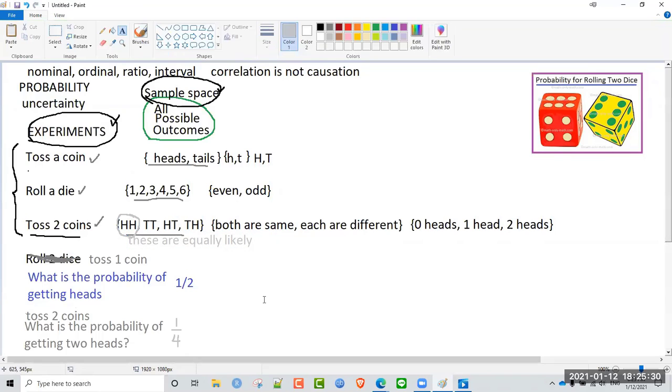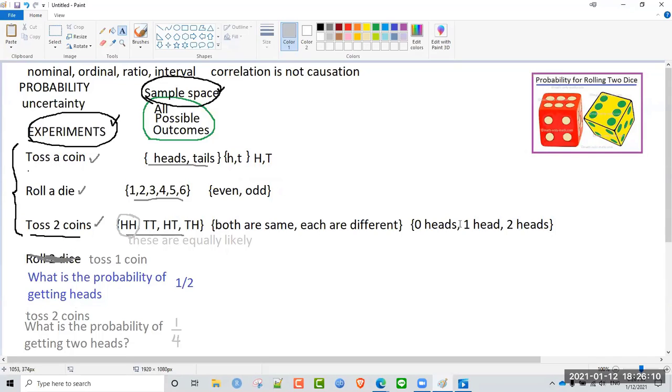Okay, if you accept that, then if each one of these is equally likely, then the probability of getting 2 heads, there's only one of those that gives you 2 heads. So it's 1 out of the 4 equally likely outcomes. So that would be 1/4. Okay, so everyone get this?